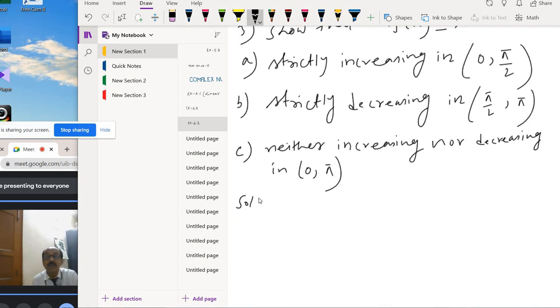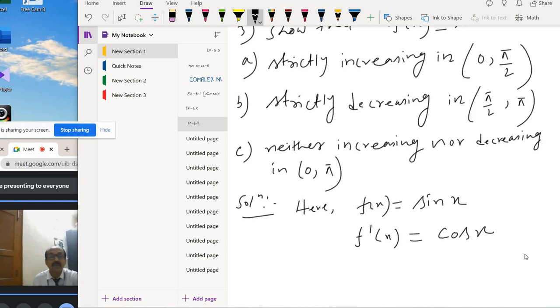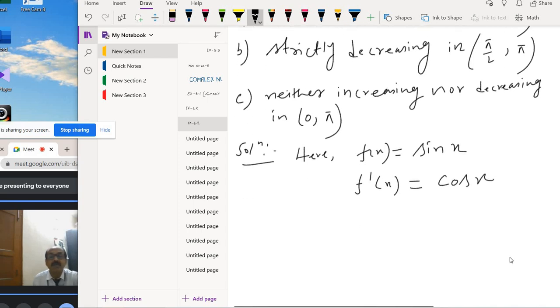So solution. Here f(x) equal to sin x. Okay, find its first derivative. So f dash x equal to derivative of sin x, which is cos x. Okay. Now check one by one.